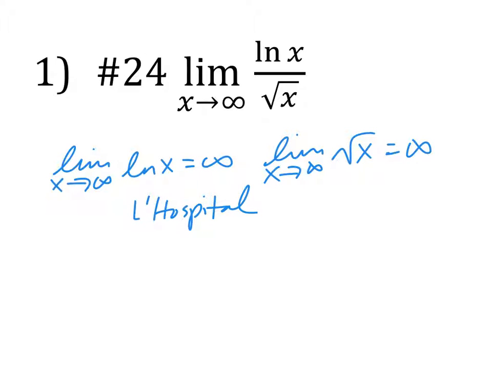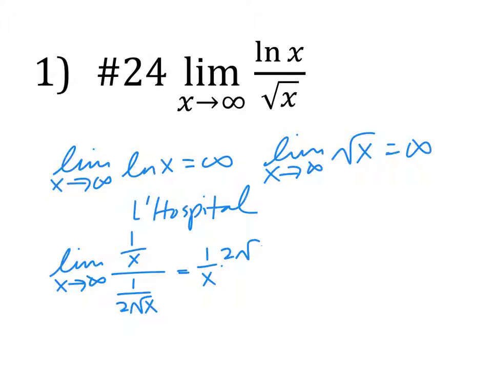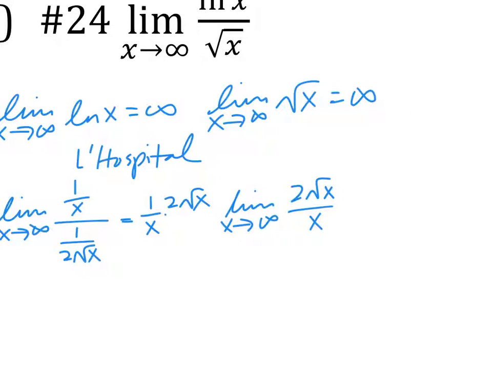That means we need to take the derivative of the top and bottom separately. So the limit as x goes to infinity of 1 over x over 1 over 2 square root x. Then we want to simplify that. We get 1 over x times 2 root x over 1, so we are looking for the limit as x goes to infinity of 2 square root x over x. Now, if you put in infinity at this point, you still get infinity over infinity, so it doesn't really help us unless you try to simplify that a little more.